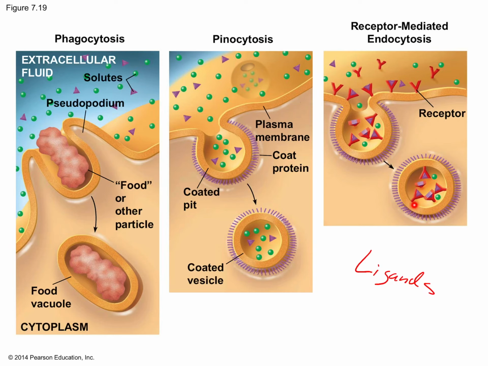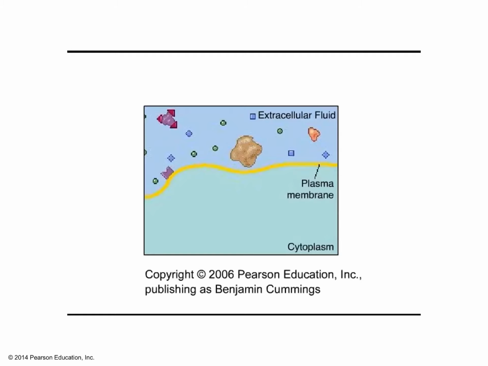This is called a coated vesicle now. Okay, so again, in this case, the cell is targeting a very specific molecule, and not just whatever happens to be there, as is the case with pinocytosis or really phagocytosis as well. All right, let's look at another video.